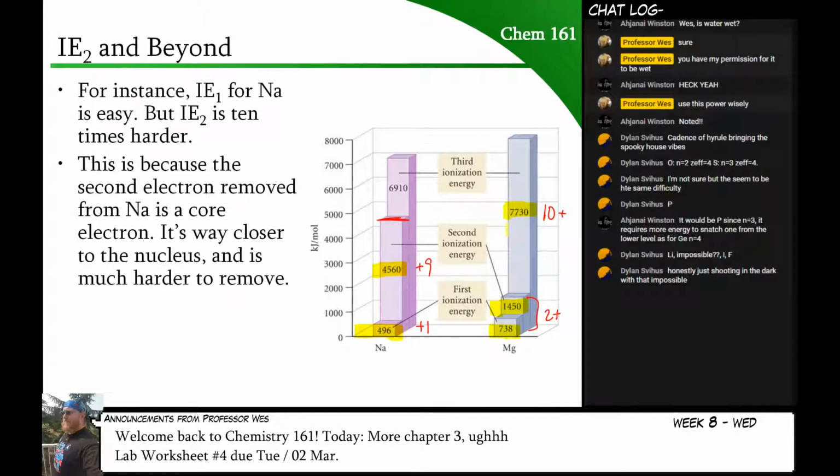So if you see a giant jump in ionization energy, what that means is that that ionization was a core electron. So if you know the number of valence electrons, you know how many electrons you can pull away for relatively low energy. The next one will cost you a lot because it's a core electron.